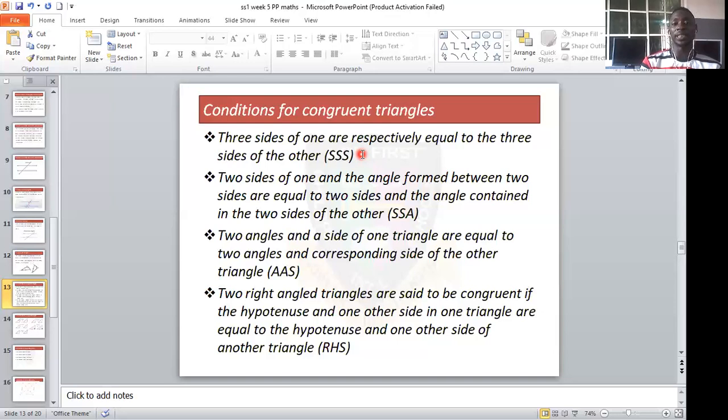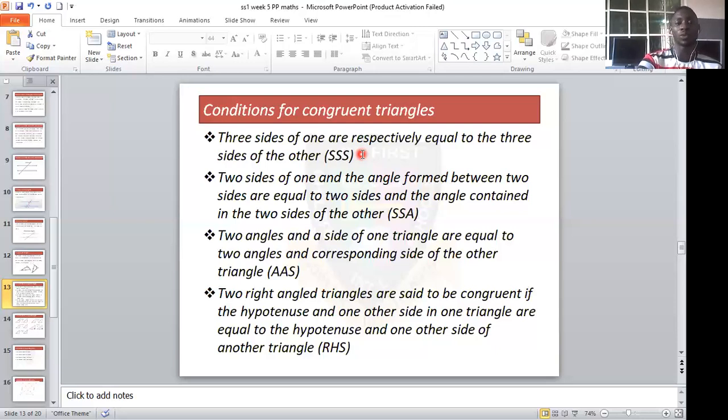Number 2, 2 sides of one and the angle formed between the 2 sides are equal to 2 sides and the angle contained in the other triangle. We call this one SAS. That is, you can say triangles are congruent if 2 sides are equal and one of the angles is also equal. A triangle is made of 3 sides and 3 angles. If 2 sides of those triangles have the same dimension, and one of the angles formed is also equal to one of the angles formed in the other triangle, you can say they are also congruent.